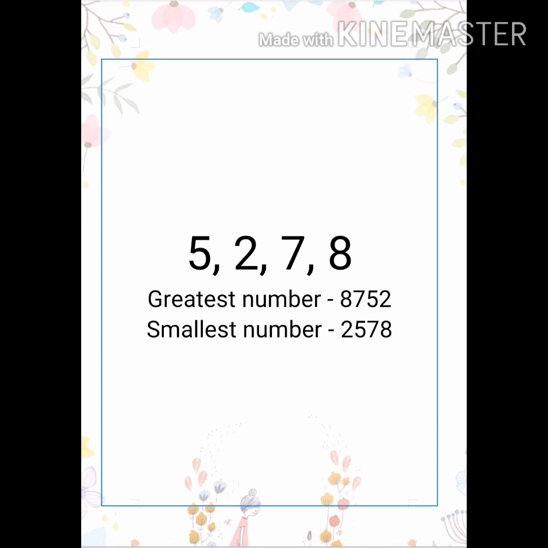If you want to frame the smallest 4-digit number with the given digits, then you will write the given digits in the ascending order. So it is 2,578. Here we have one challenge.